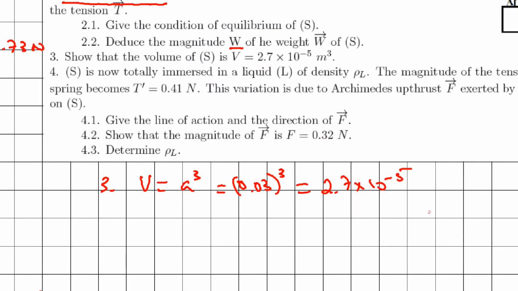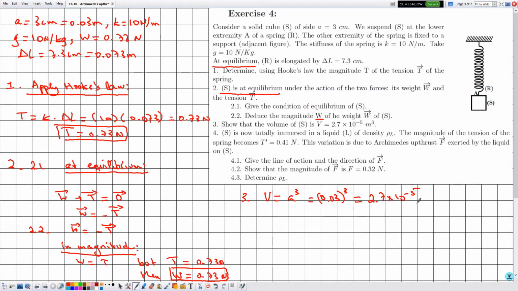Since the side that we have replaced is in the SI, the volume V will be in the SI, which is meter cube. So the volume V is given by 2.7 times 10 to the power minus 5 meter cube.